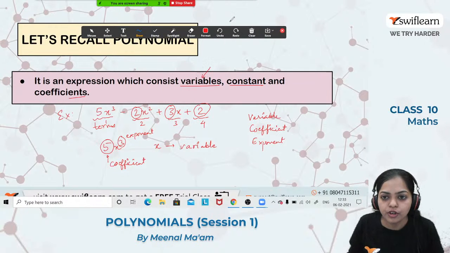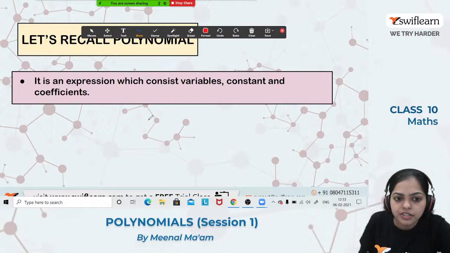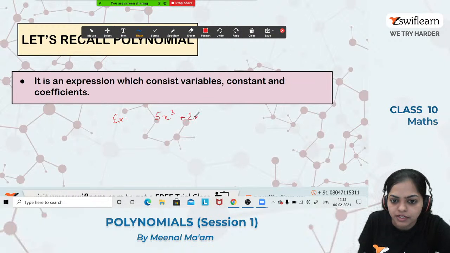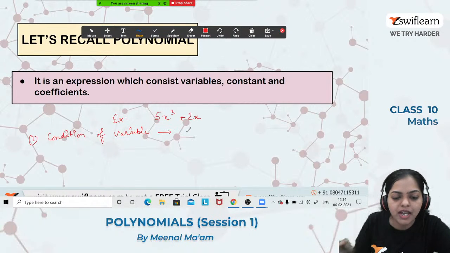So let's move on to the next one. I have said that it consists of variable, constant and coefficient. And let's take one simple polynomial: 5x cube plus 2x. So, if I talk about the conditions, because each term consists of 3 things, that is variable, constant and coefficient, first I will talk about the condition of variable. Here the variable is x. So, we can say there is no condition on the variable.